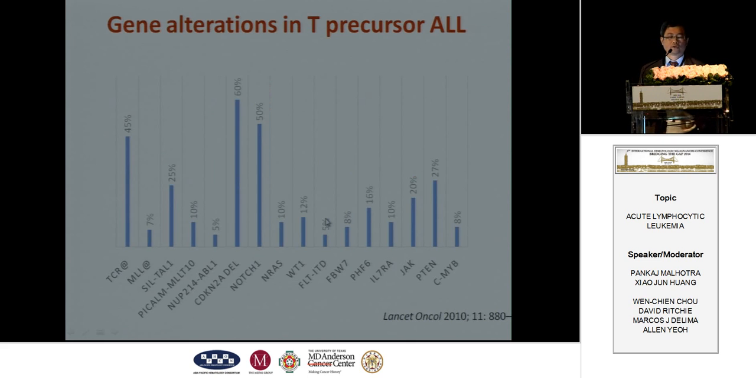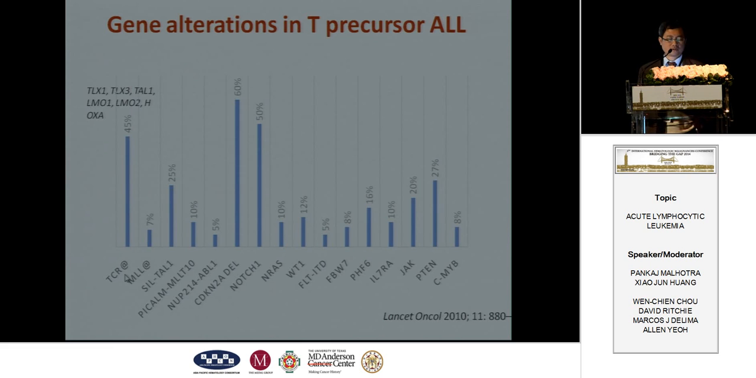There are also a lot of genetic alterations in T precursor ALL. As shown here, about 45% of patients harbor translocations involving T cell receptor genes. And the fusion partners include TLX1, TLX3, TAL, etc. And these different fusion partners may be responsible for the differential clinical presentation or prognosis in this group of patients. MLL translocation occurs in 7%, and SIL-TAL1 fusion due to interstitial deletion in chromosome 1 is also seen in 25%.